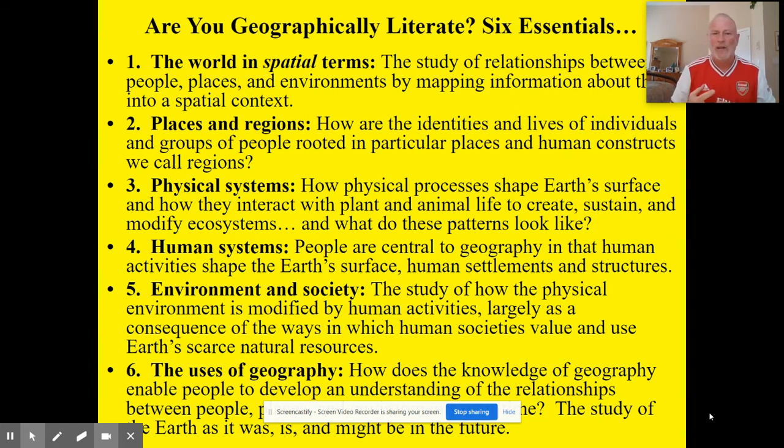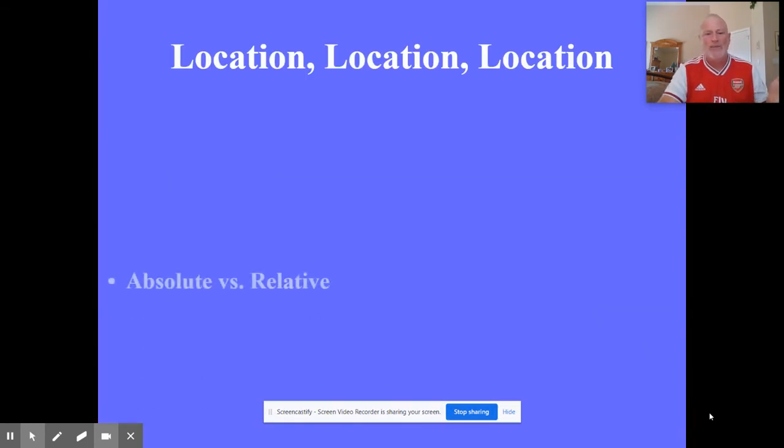You're looking at the world in spatial terms, right? Locations, places and regions, physical systems and human systems, and especially human-environment interaction. And especially the usages of geography, right? How people are using geography on an individual basis, how they're using it at their job, and how governments are using geography as well to be able to make decisions, provide services, to tax us, and those kinds of things, right? So if we go through these themes, right?